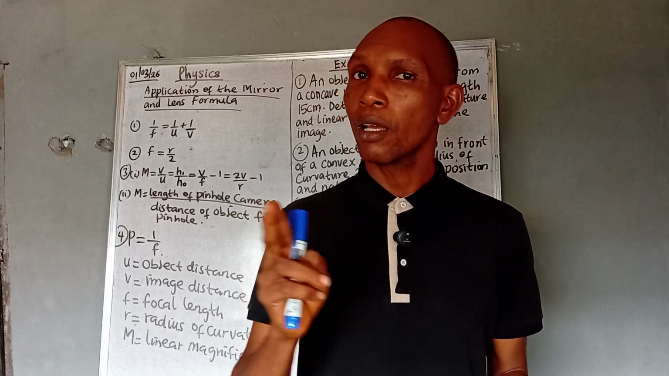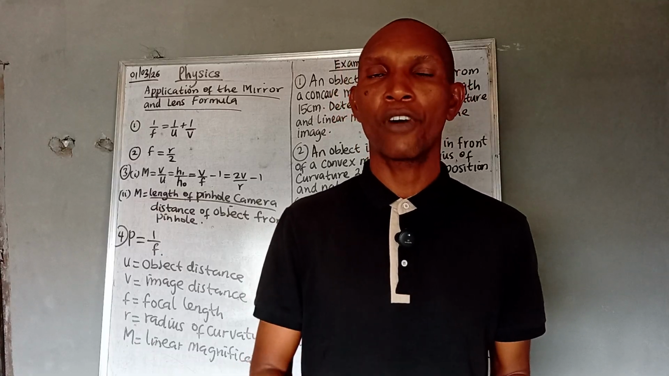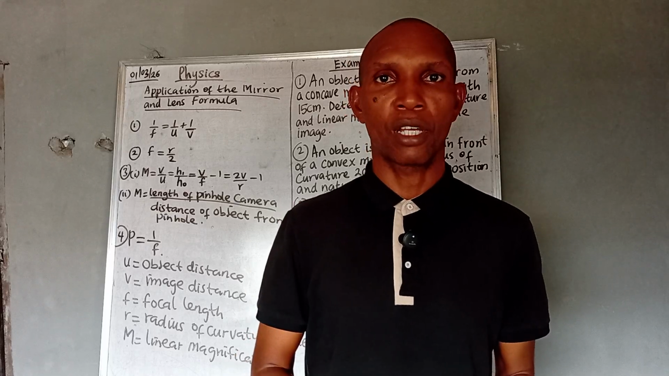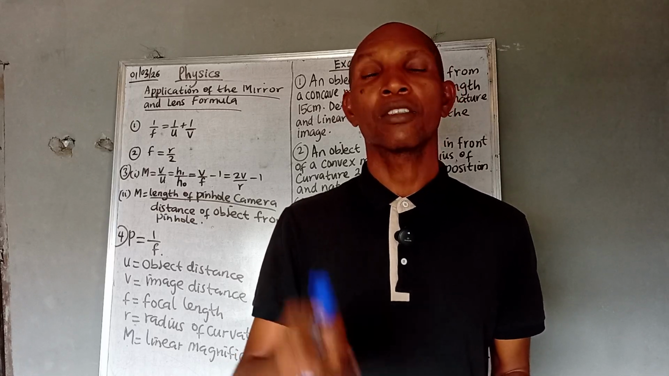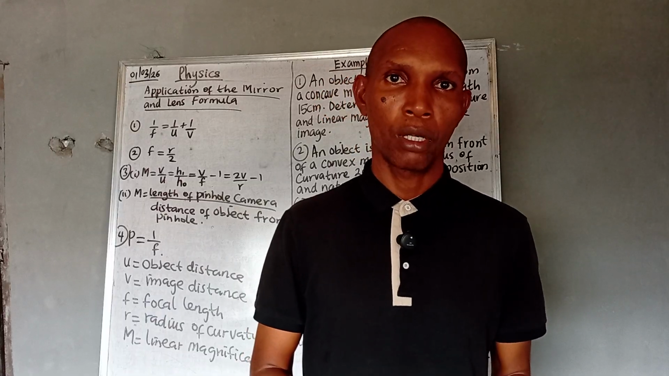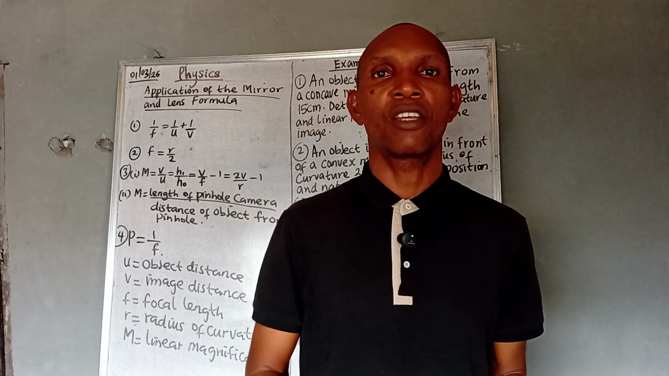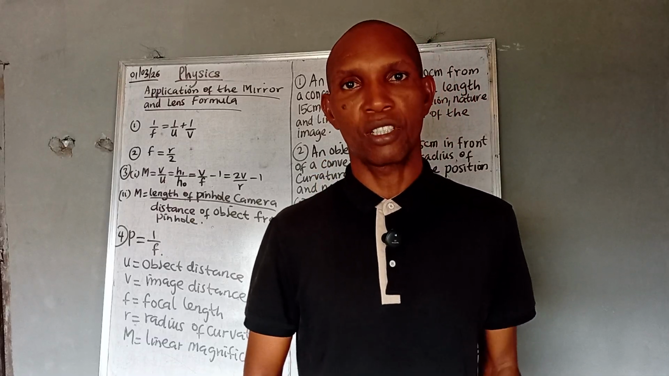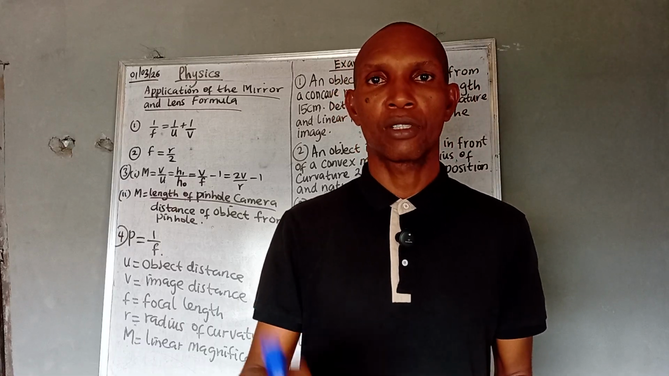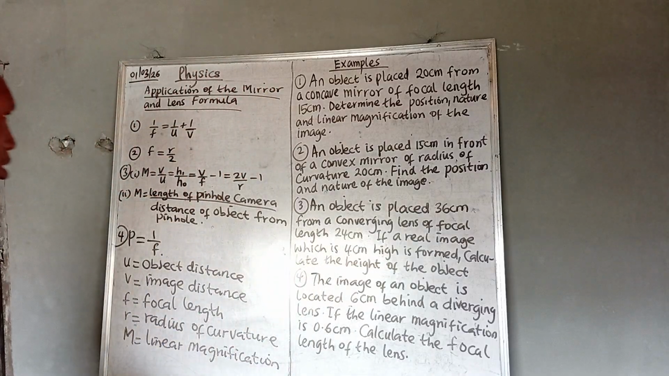Don't forget that. I repeat, convex mirror and concave diverging lens, they have negative focal length and negative distance. But concave mirror and convex converging lens, the focal length is positive. The image formed is always real, except when the object distance is less than the focal length. So let's see how it goes.